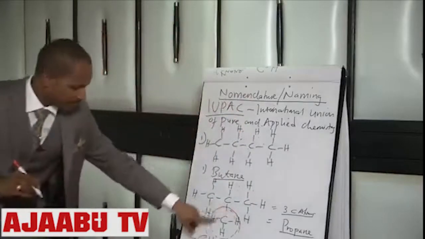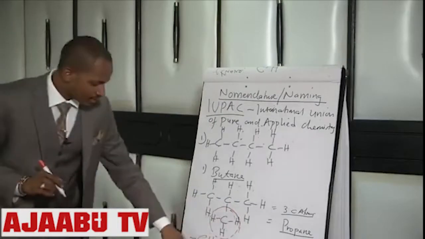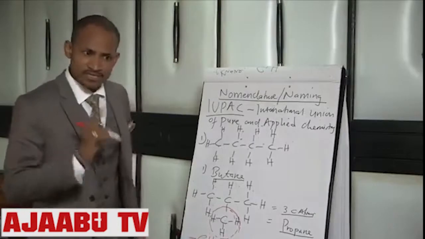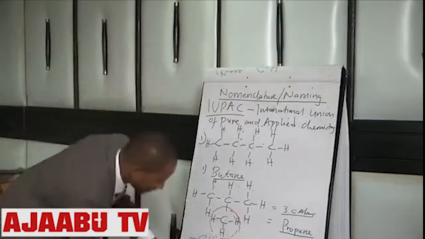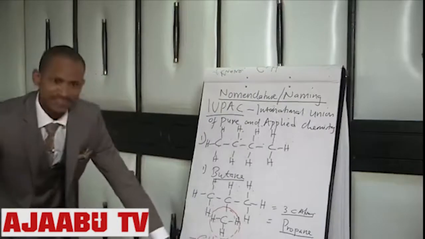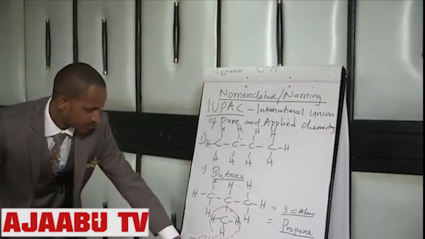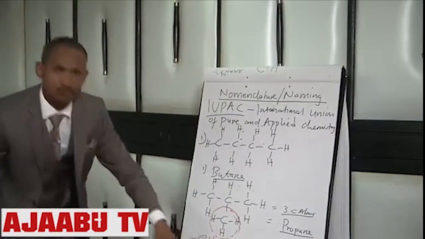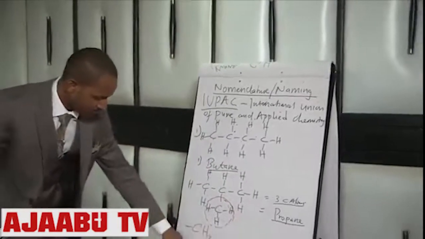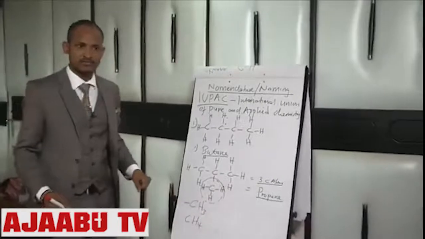From here, we have a branch. The branch has one carbon atom with three hydrogen atoms. But there is less from the parent. The parent, if we have CH4, this is methane. This CH4 is methane, but we have CH3. So what is this CH3? We have carbon atom. Four hydrogen atoms, three hydrogen atoms.